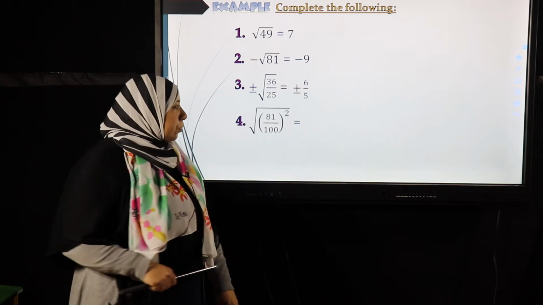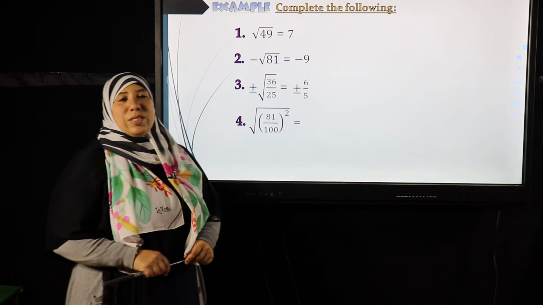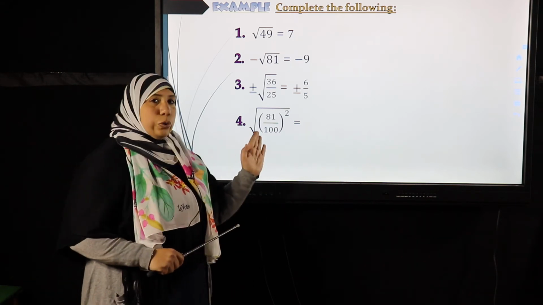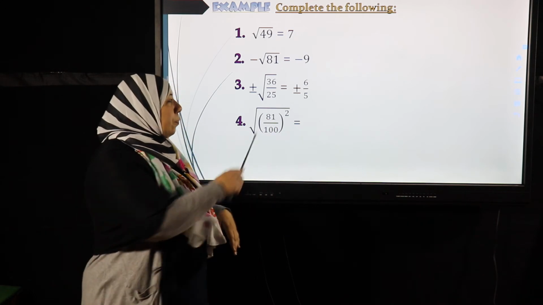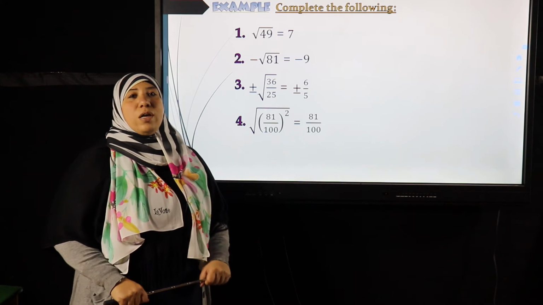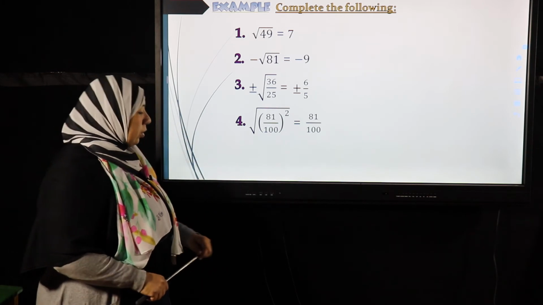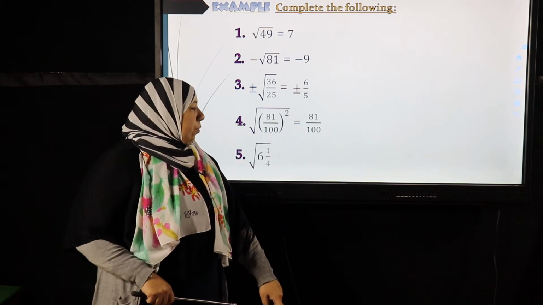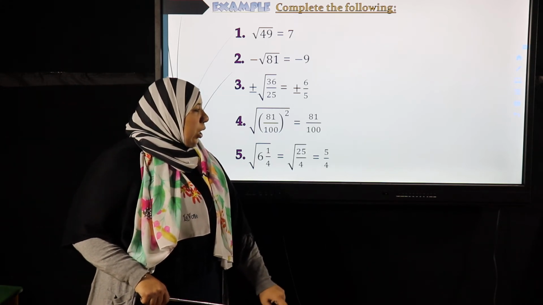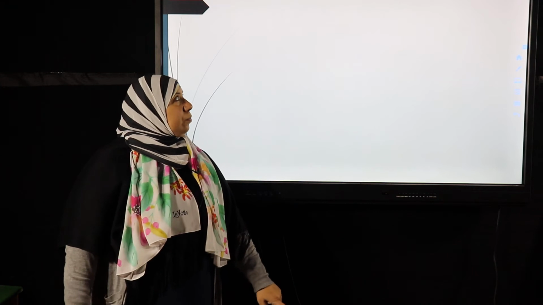Number 4. Yes, as we said in the first rule, if I have a square root of a number raised to power 2, the root will erase the power 2 and give you the positive value of 81 over 100. Number 5, square root 6 1/4 using the calculator equals 5 over 4.